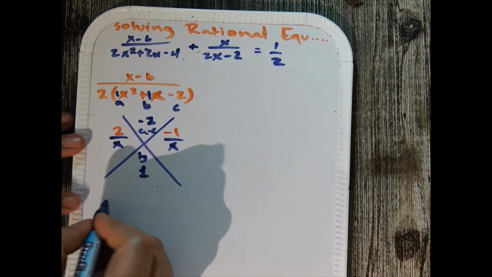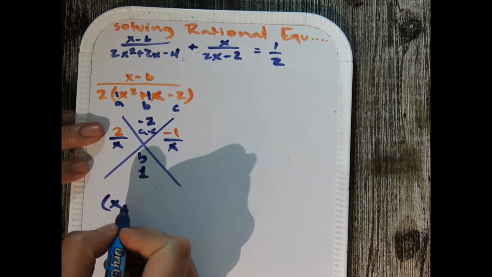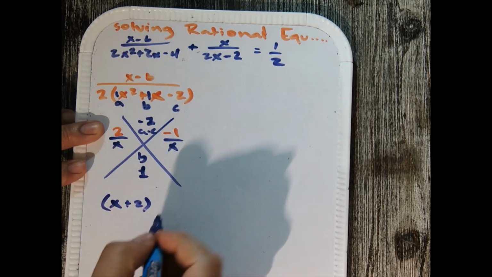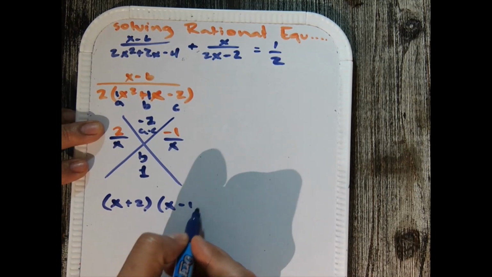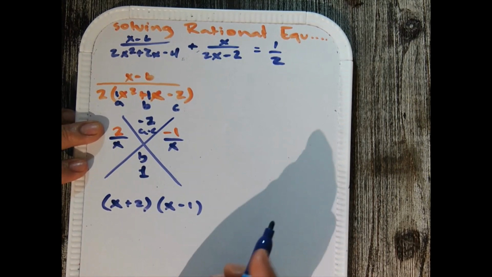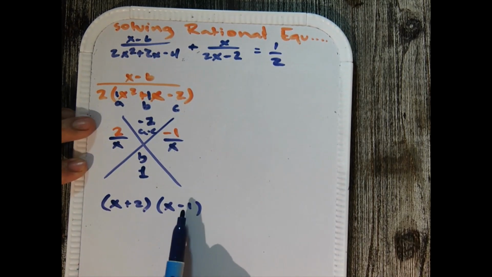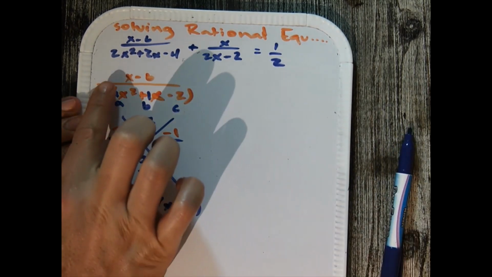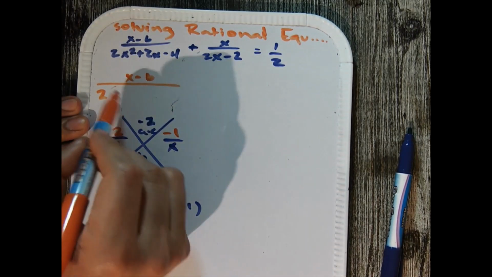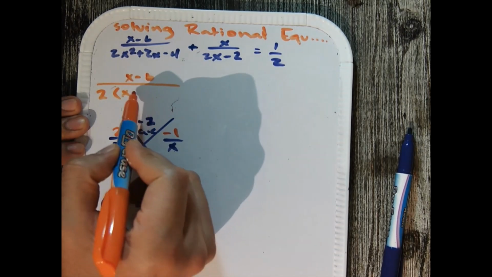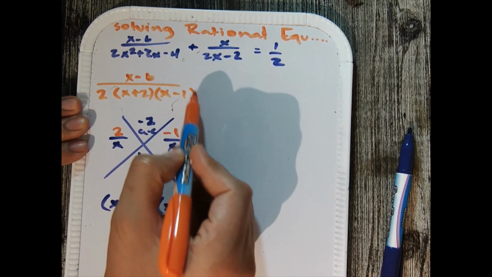So my two factors are going to be x plus 2, since it is a positive 2, and my other factor is going to be x minus 1, since it is a negative 1. So again, the factors of x squared plus x minus 2 are x plus 2 times x minus 1.